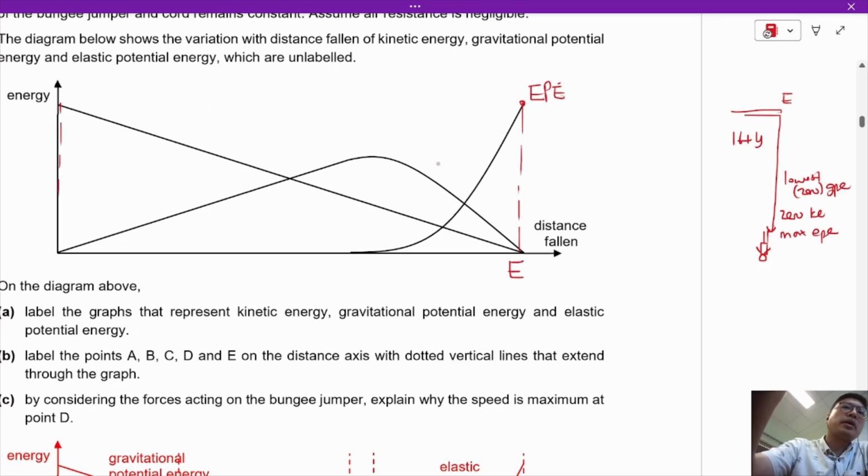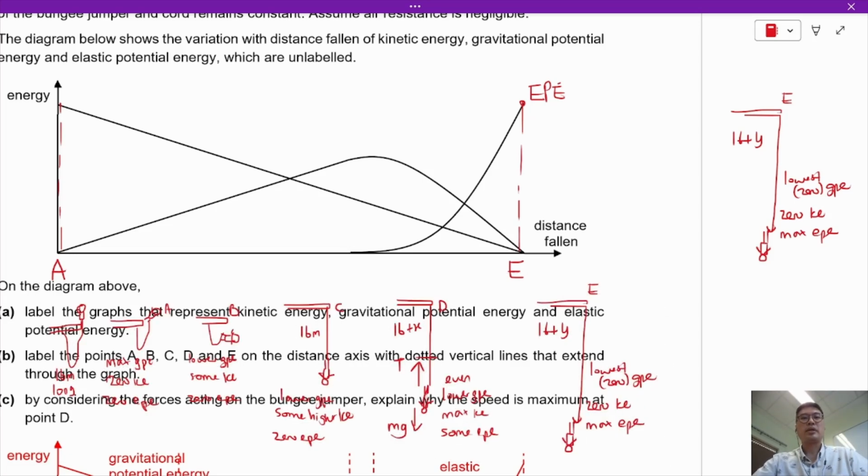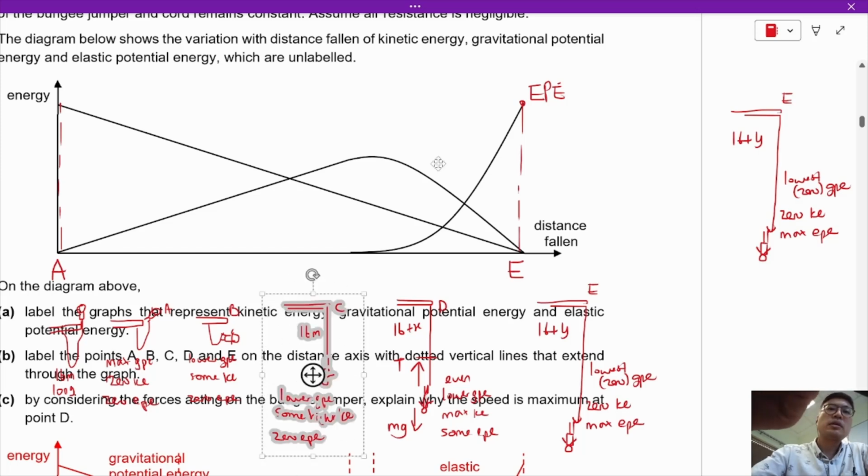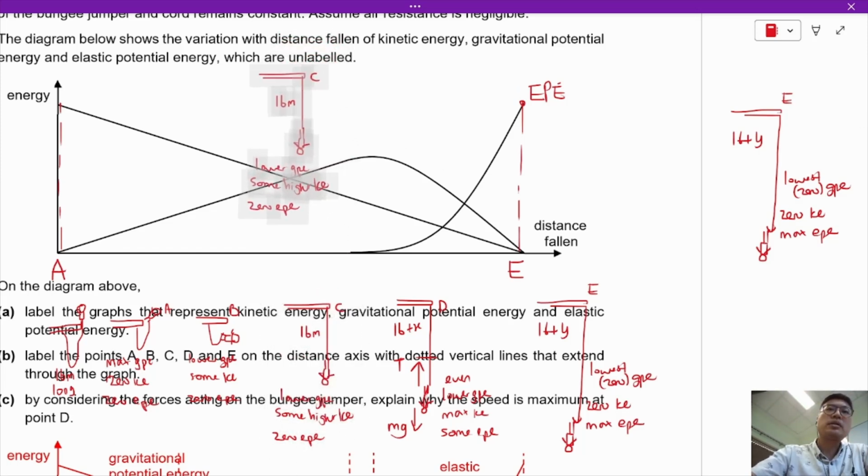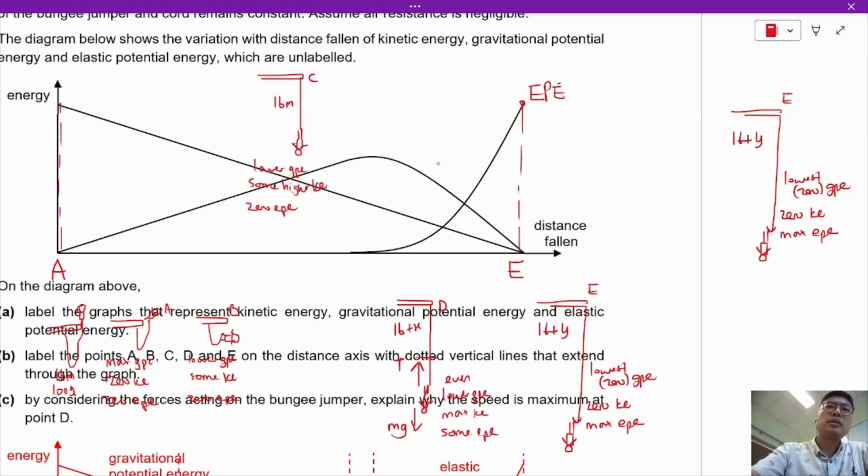Over here, the bungee jumper has just started jumping, so this must be point A. Now, when does the bungee jumper just start to have EPE increasing? The bungee jumper just starts to have EPE increasing at point C. Okay, let me just circle this over. So at point C, you can see that it is starting to have EPE. So this must be point C over here. That means somewhere along this line, we don't know where, is point B.